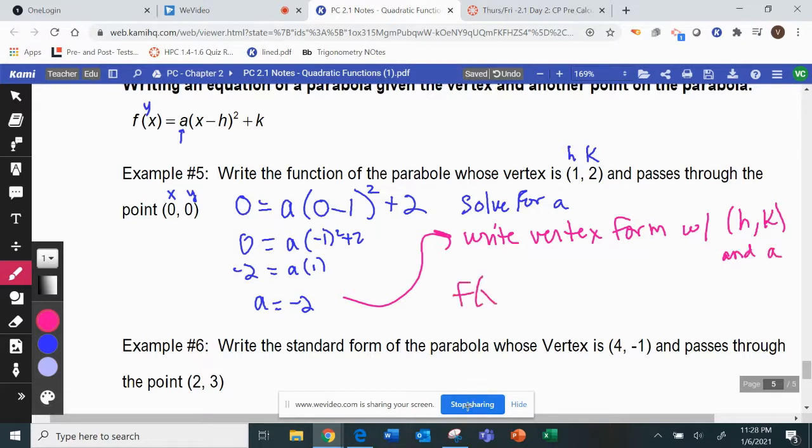So we'll have f of x equals my a value, negative 2, (x minus h) squared plus k.